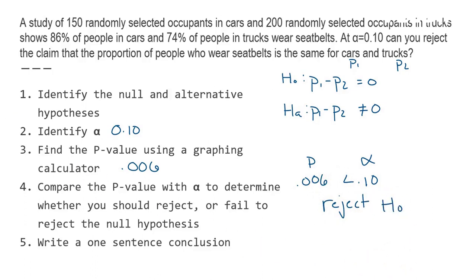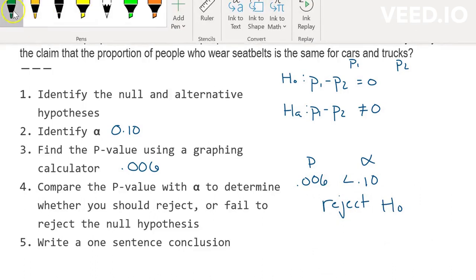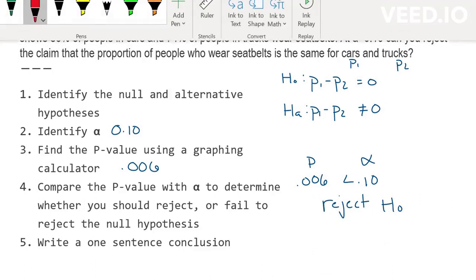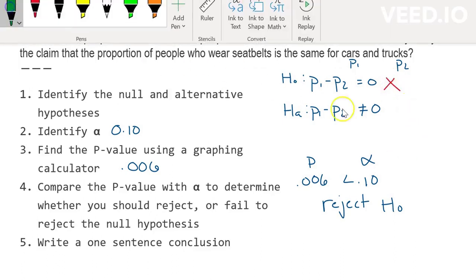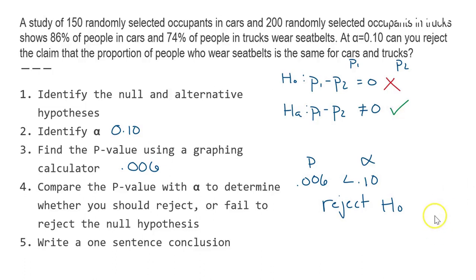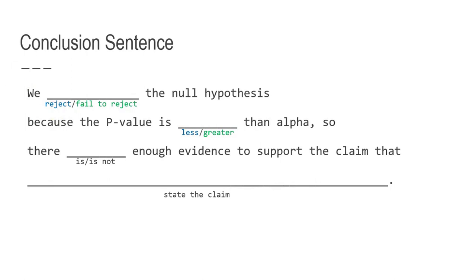All right, so let me get some colors here. I am rejecting the null hypothesis. I'm saying I have evidence for the alternative, which is that P1 minus P2 does not equal 0. So when I write my one-sentence conclusion, it's going to be the same formula as before. So I'm going to reject the null hypothesis because the p-value is less than alpha. This time we are rejecting, and it asks about rejecting the claim.